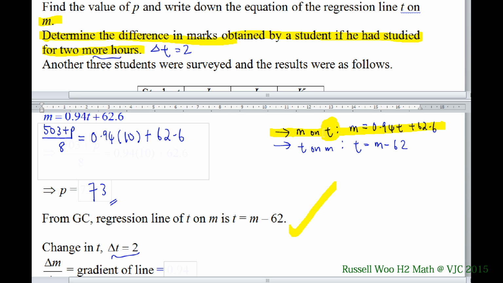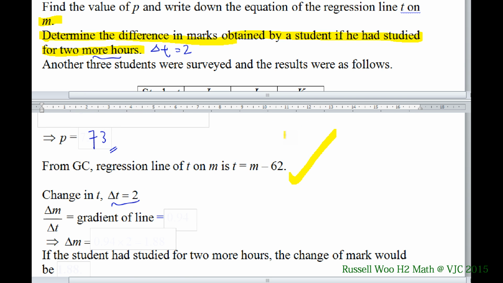Follow? So, a change in t here, correct, will result in a change in m of 0.94 times 2. Because this is the gradient of the graph. So, gradient of which line? Gradient of the regression line.